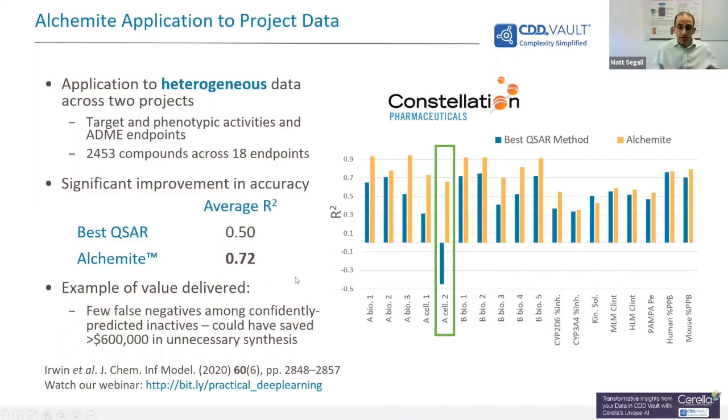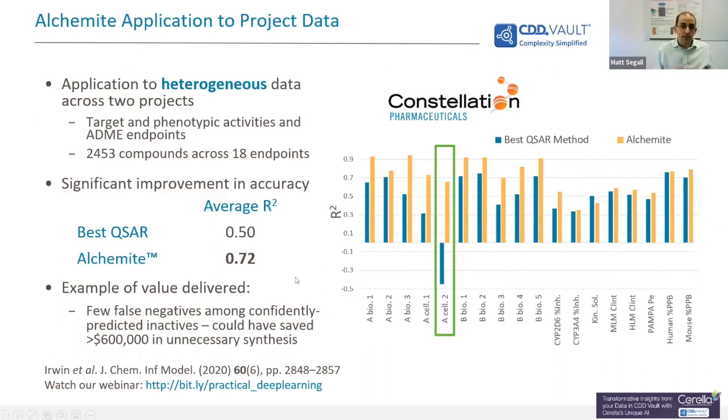So one is an example here where we were working with Constellation Pharmaceuticals, and we looked at an application really focused on sort of optimization projects. Actually, we had a data set of very heterogeneous data with target and phenotypic activities, ADME endpoint as well for two projects. It was quite small. In total, by the end of these two projects, there were about 2,500 compounds across these 18 different experimental endpoints, but it actually started with a much smaller data set.